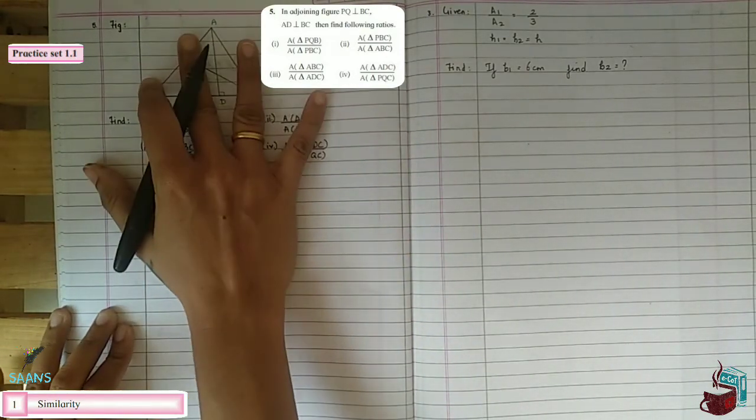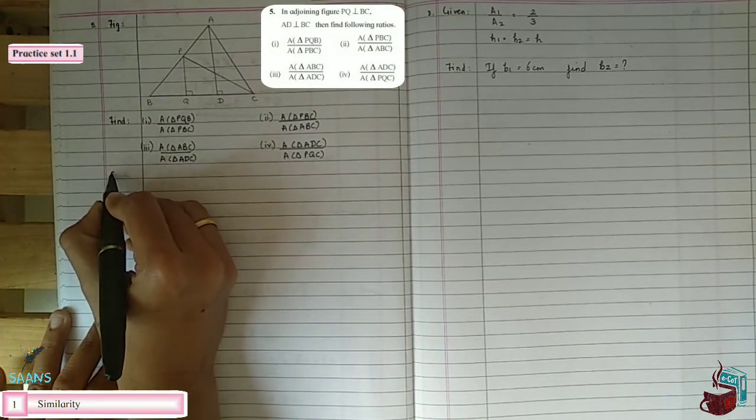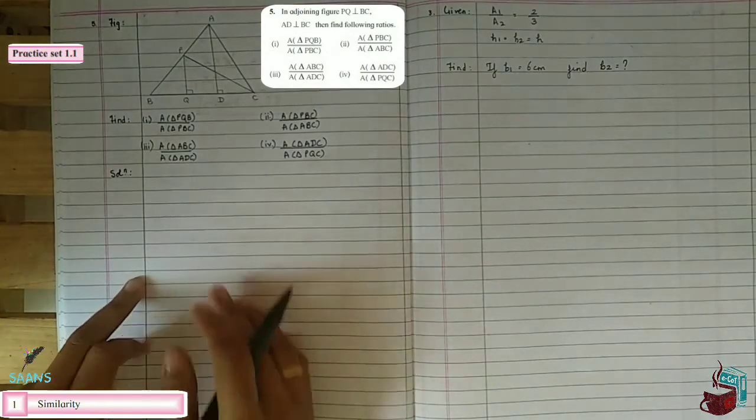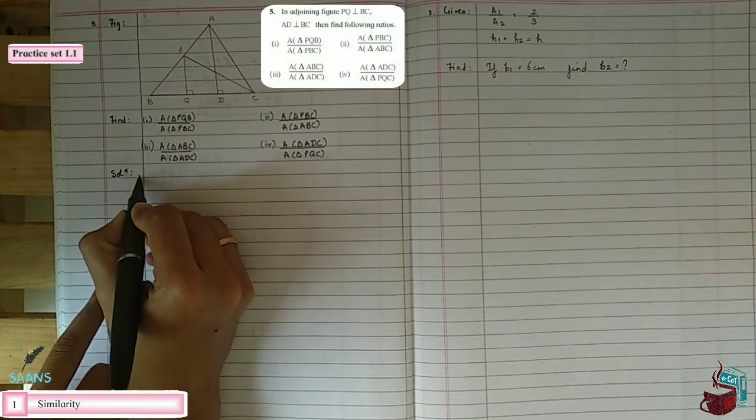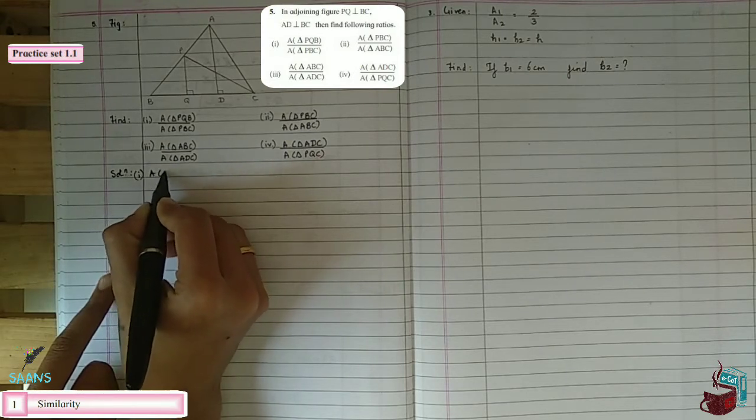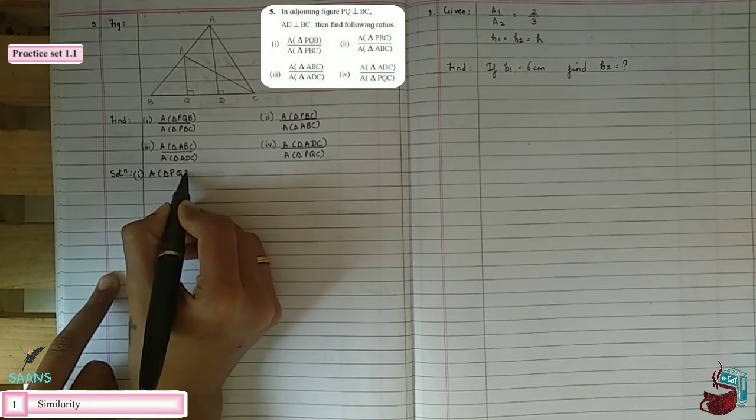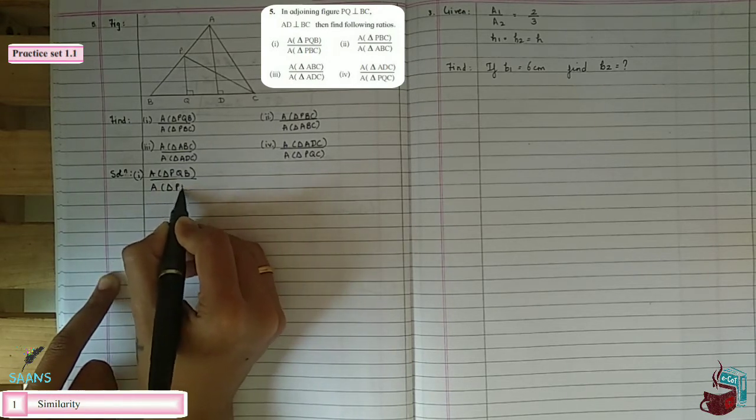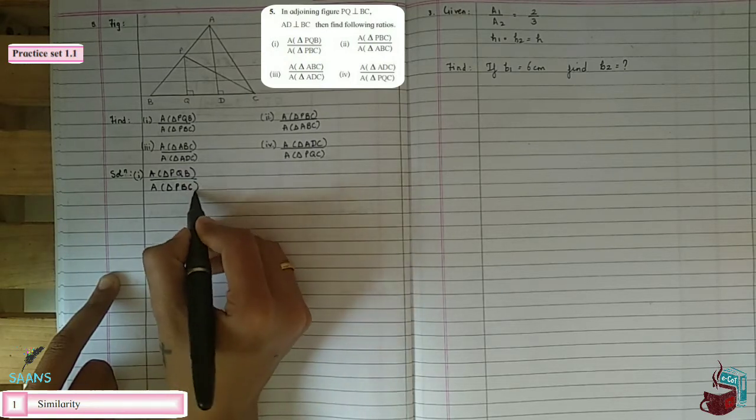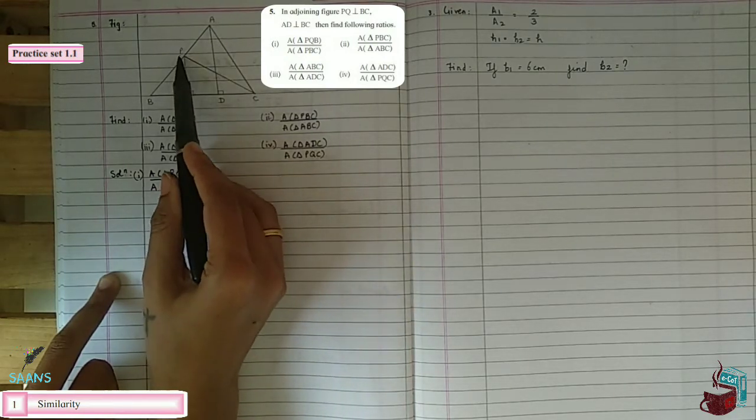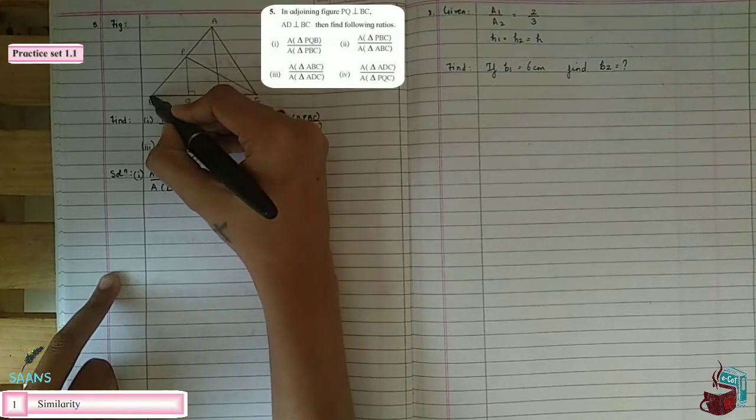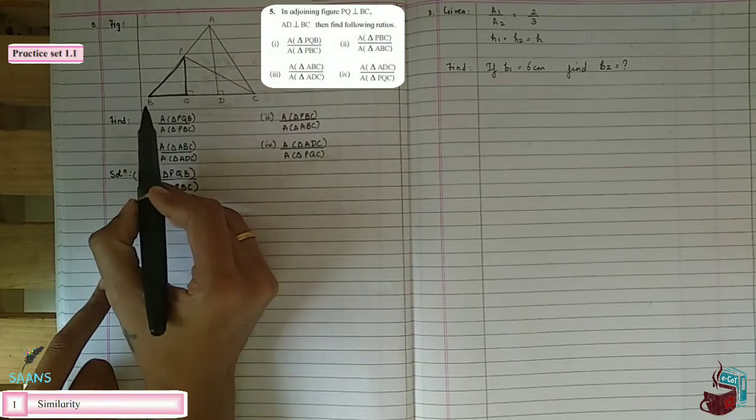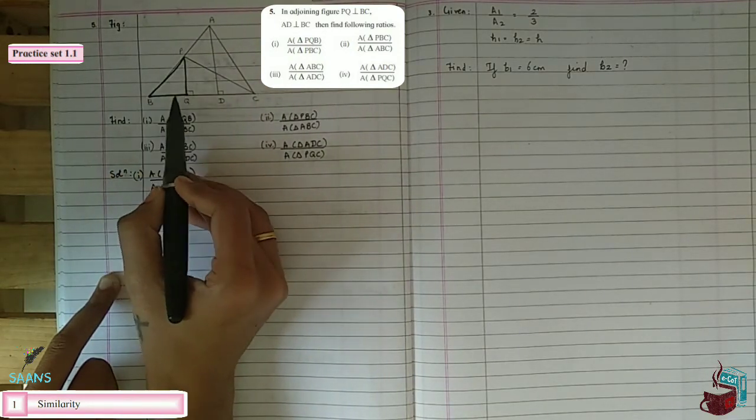You can write given, I just don't have enough space, that's why. So solution. In the solution, first I will tackle the first one. First one is area of triangle PQB upon area of triangle PBC. Area of triangle PQB, meaning this triangle, and this triangle PBC.